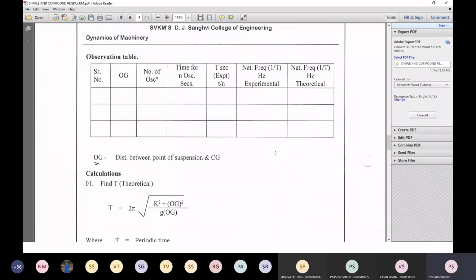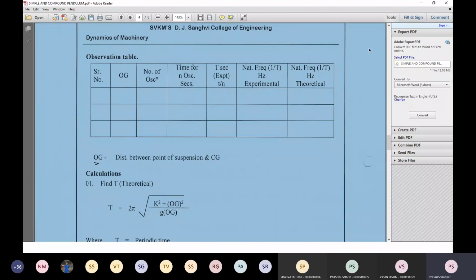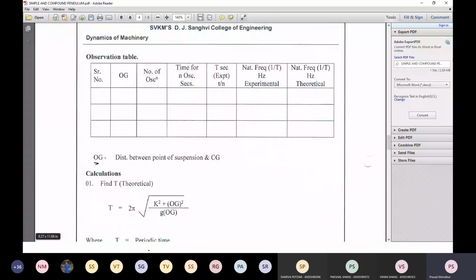Is the next part of the experiment clear to all? What calculations you have to do? Alright, so first part was the derivation, second part was the expression for radius of gyration, that is k square is equal to L square plus b square by 12, and third part you have to fill in this observation table except the 4th, 5th and 6th column. Serial number, OG, number of oscillations you can also leave, and the last column, natural frequency theoretical, using this expression.